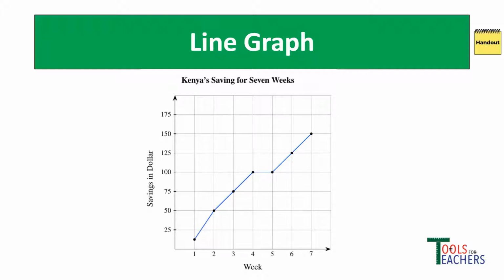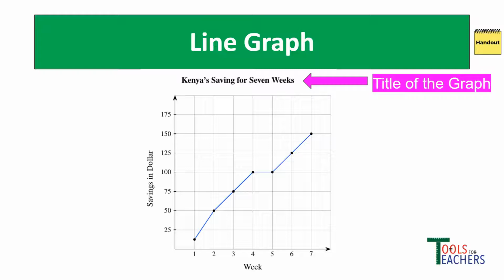When we graph something that changes over time, we record the data on a coordinate system. We call this a line graph. One axis keeps track of the units of time, and the other axis keeps track of the amount being measured. The title of this graph tells us it shows Kenya's savings for 7 weeks. It's important to have a good title for a line graph so that those who view the graph understand the type of data being shown.